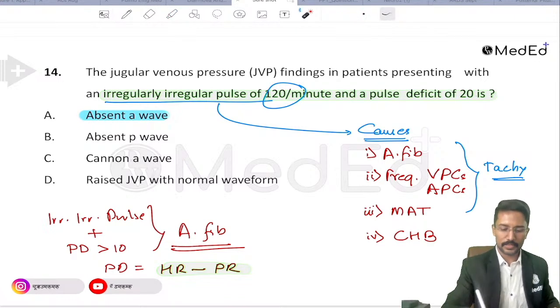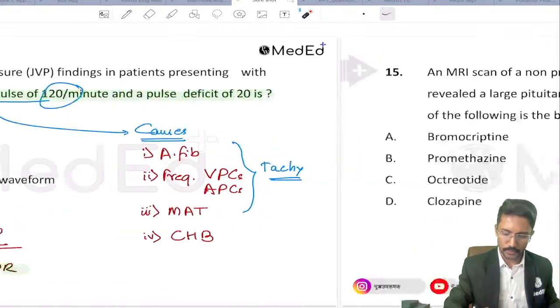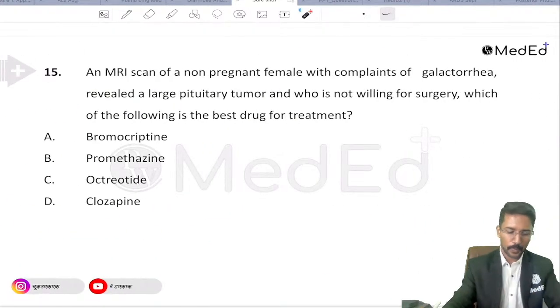So instead of directly asking you what do you see in atrial fibrillation, they are given a story and then asked you what is the JVP finding. Okay, let me move to the next question now.